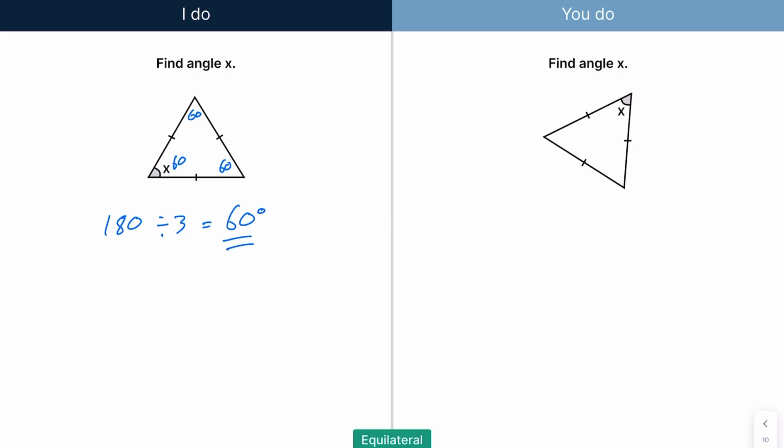And again, hopefully you've pressed pause and had a go at the example on the right. Same thing here. All three sides are the same, so it's an equilateral triangle. Each angle must be equal. So since there's 3 angles in a triangle, each angle must be 180 divided by 3.